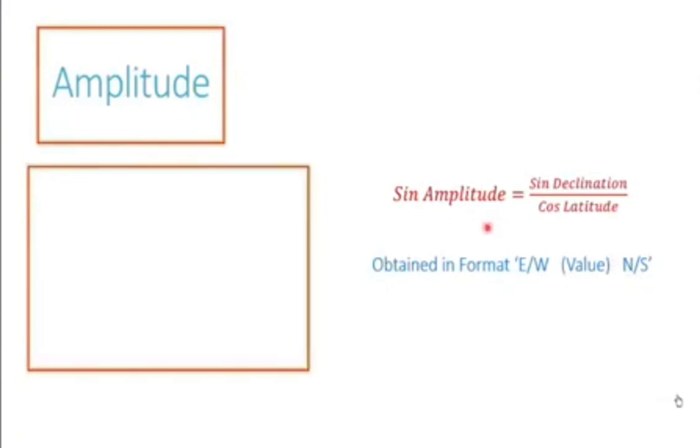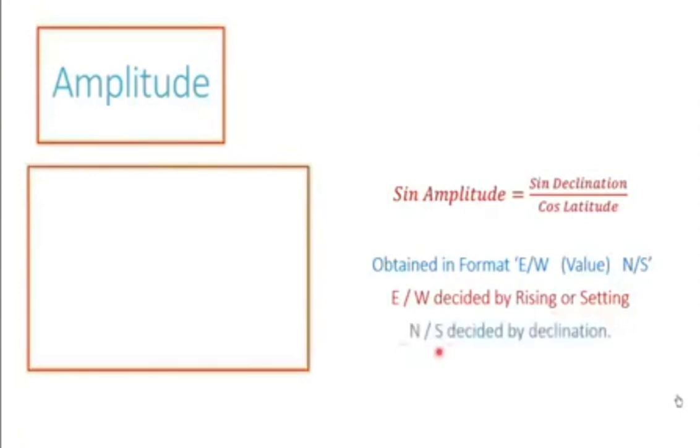Now, when you get the value of amplitude from the formula, you get the magnitude. Now, how to find out the name, whether we should put east or west in the beginning and whether we should put north or south in the end? How is this to be decided? This is also very simple and easy. Whether we should put east or west in the beginning is decided by whether the body is rising or setting. In case of rising, it will obviously be east. All the celestial bodies rise on the eastern horizon, and in case of setting, it will be west. All the celestial bodies set on the western horizon.